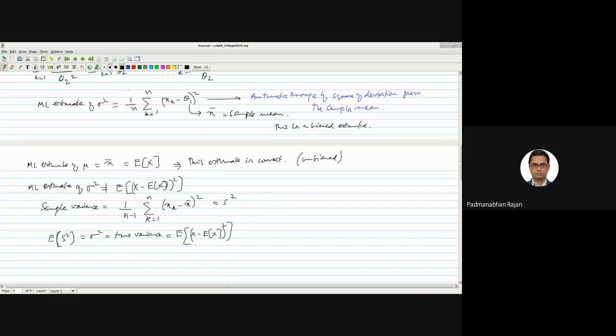So you have to factor in this 1 by n minus 1. Usually, whatever the maximum likelihood estimate, you multiply by n minus 1 by n, so that the correction is applied and you get a better estimate of variance. Okay, any questions so far? Did you understand what I was saying?